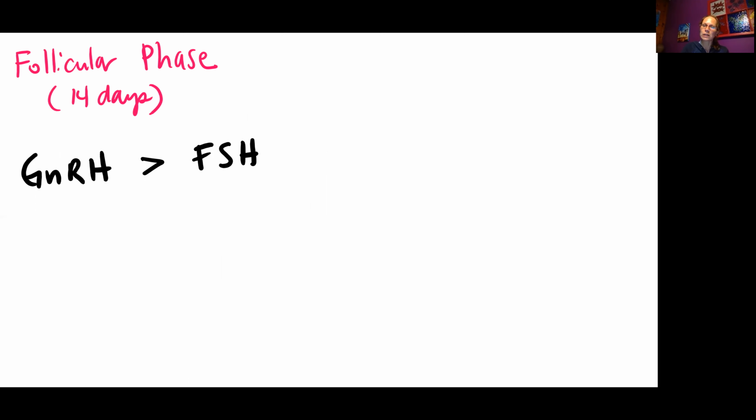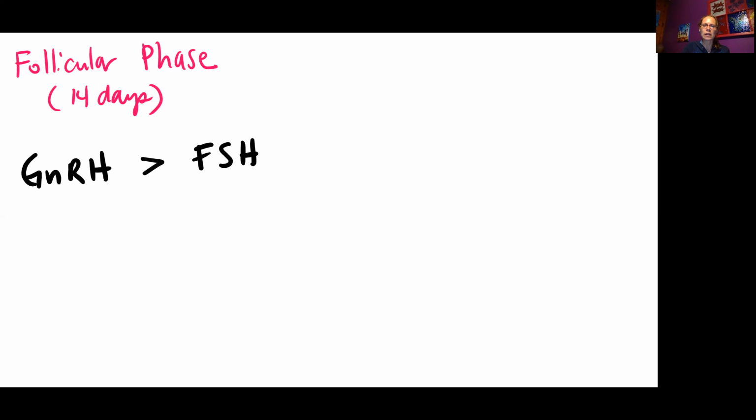Now, your ovarian cycle can be divided up into two phases. So you have the follicular phase and the luteal phase. And then it's half and half. So the follicular phase is the first half, so about 14 days. This is dominated by the follicle in the ovary.